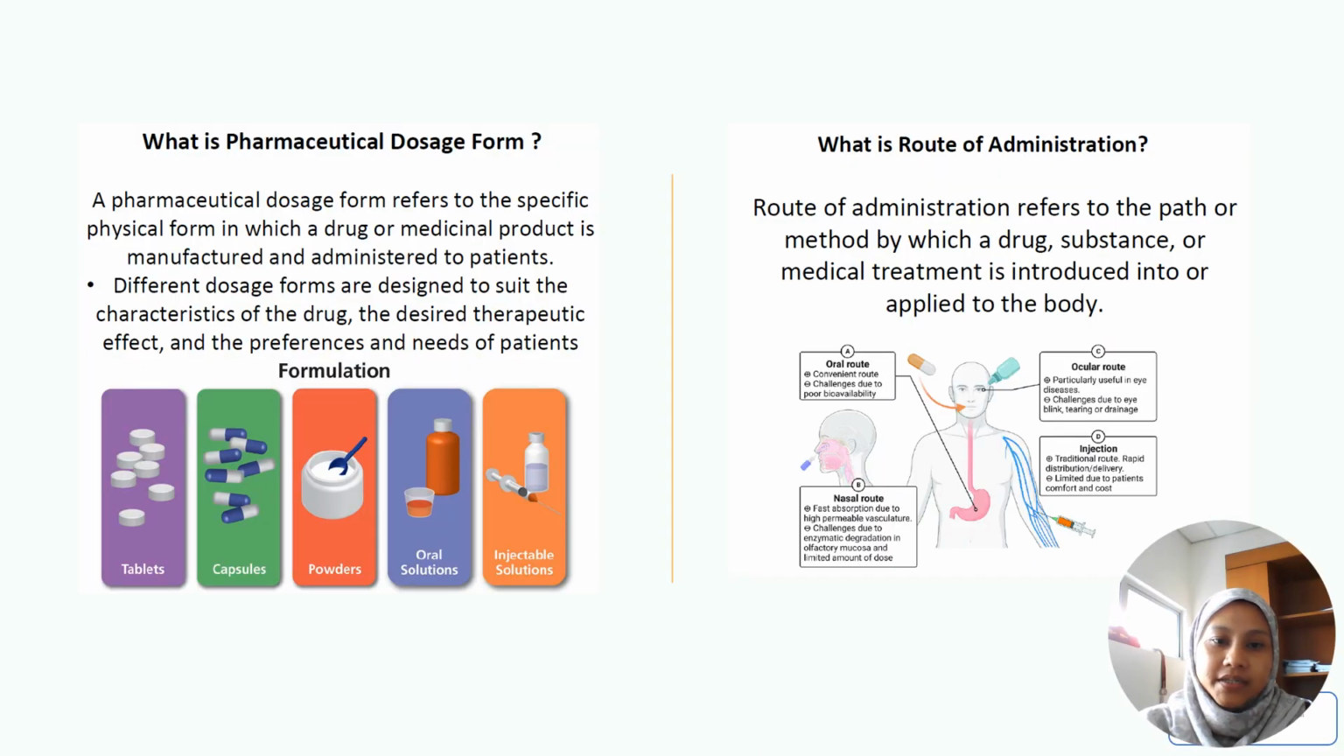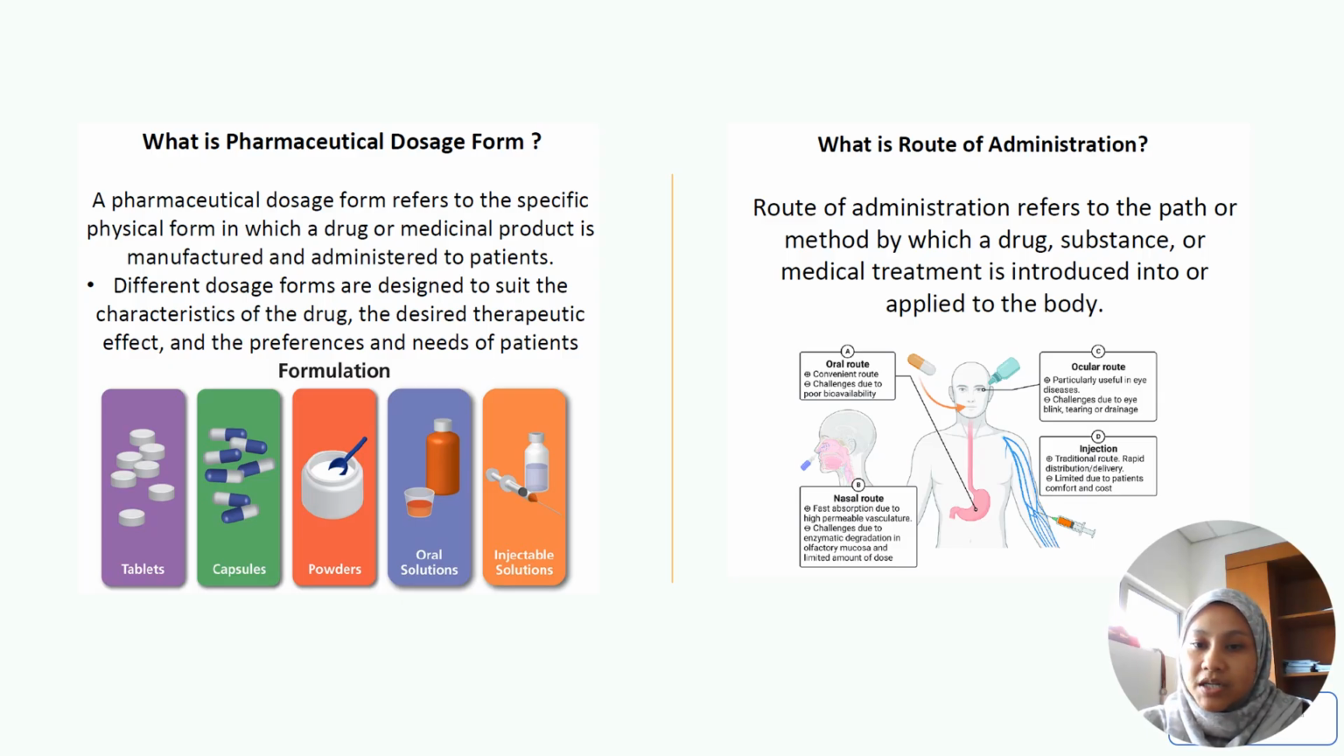So let's recap a bit on the term pharmaceutical dosage form. I believe you have encountered this term before in previous learning activities. Pharmaceutical dosage form is basically the physical form of a drug which has been manufactured and administered to a patient. As you can see from the slide here, we have a lot of dosage forms. It can be in the form of tablets, capsules, creams and ointments, powders, solution, suspension, suppository, and many more actually.